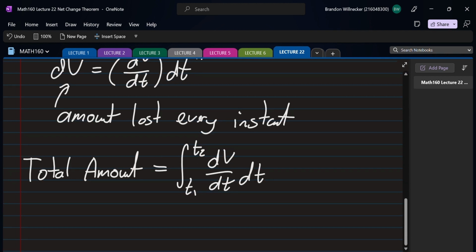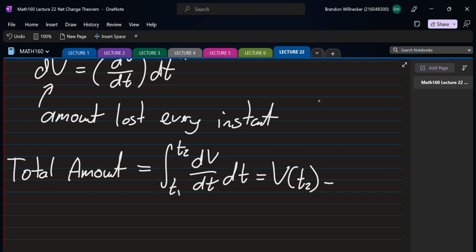Okay. And here we see that this has the same form as what we started with. We're integrating a derivative, and on the right-hand side of that, we're going to get the change in the volume, because the integral of dV by dt will be V. So we're going to take V at the end point minus V at the initial point. That gives us the change. So this is V at t2 minus V at t1.